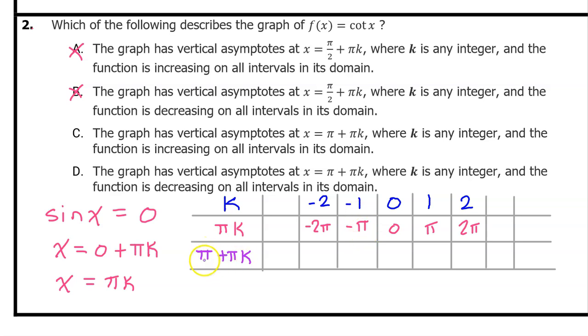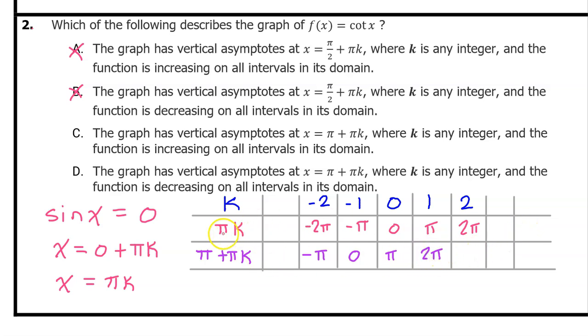You can get the values of pi plus pi k by starting with the values of pi k and then adding the extra pi. So if I take negative 2 pi and add pi, I get negative pi. If I take negative pi and add pi, I get 0. If I add pi to 0, I get pi. If I add pi to pi, I get 2 pi. Notice that we are getting the same values, just shifted over by 1. Since these values go forever in both directions, both of these sets are the same.